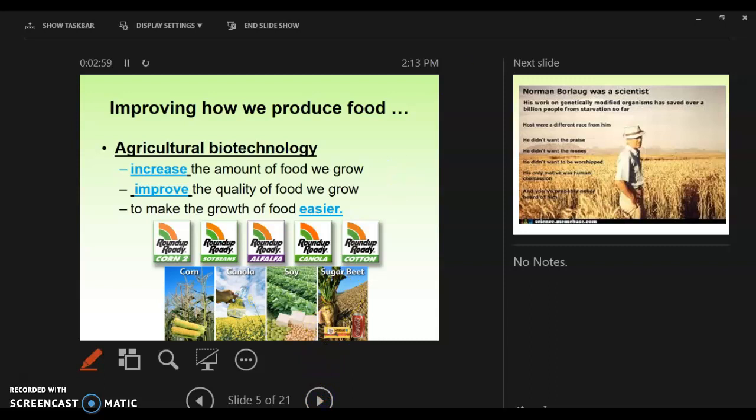Alright, so improving how we produce food. Agricultural biotechnology is going to increase the amount of food we grow. With the amount of people there are on the planet, we need to be able to increase the food that we grow. Improve the quality of food we grow. We ship food all over the country and all over the world, so if we improve that quality, by the time it gets across the world, it's still going to be good. And then to make the growth of food easier. Roundup Ready corn, Roundup Ready soybeans, all of these are helping, through biotechnology, to improve the plant.